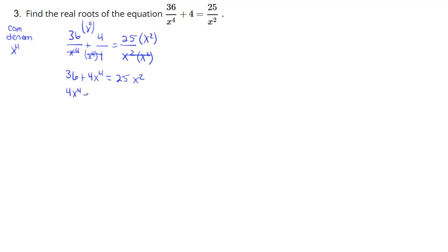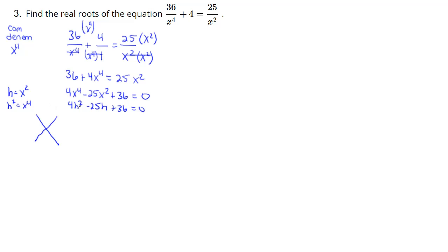Let's get everything over on one side. We got 4x to the 4th minus 25x squared plus 36 equals 0. It looks kind of like a quadratic. I'm going to rewrite it. I'm going to say h is equal to x squared and h squared is equal to x to the 4th. So I'm going to say this is 4h squared minus 25h plus 36. And now I'm going to go ahead and solve it like I normally would.